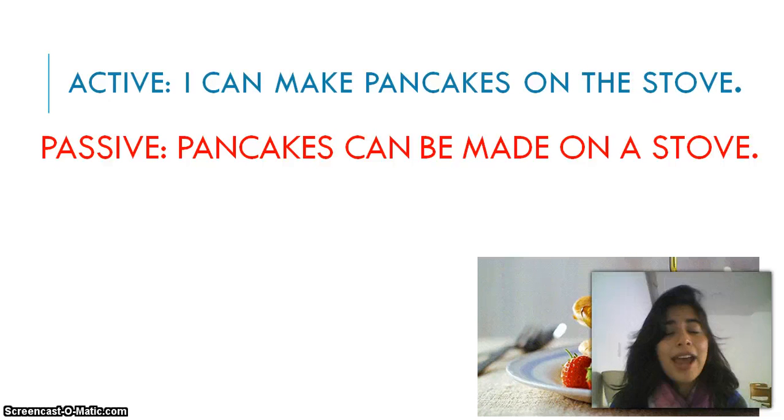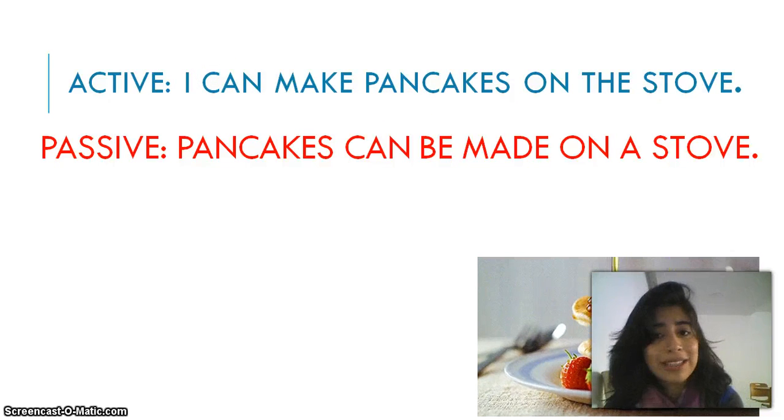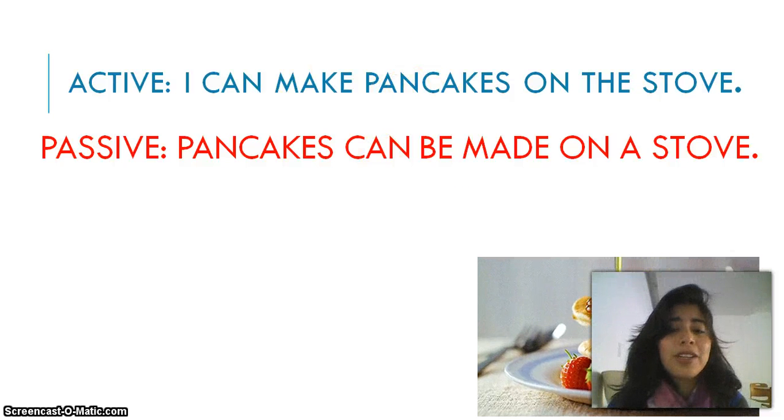For instance, I have two sentences here. The first one is: I can make pancakes on the stove. I can make pancakes on the stove focuses on me, on the fact that I can do them on the stove. My direct object here is pancakes. Why? Because I can make them, all right?